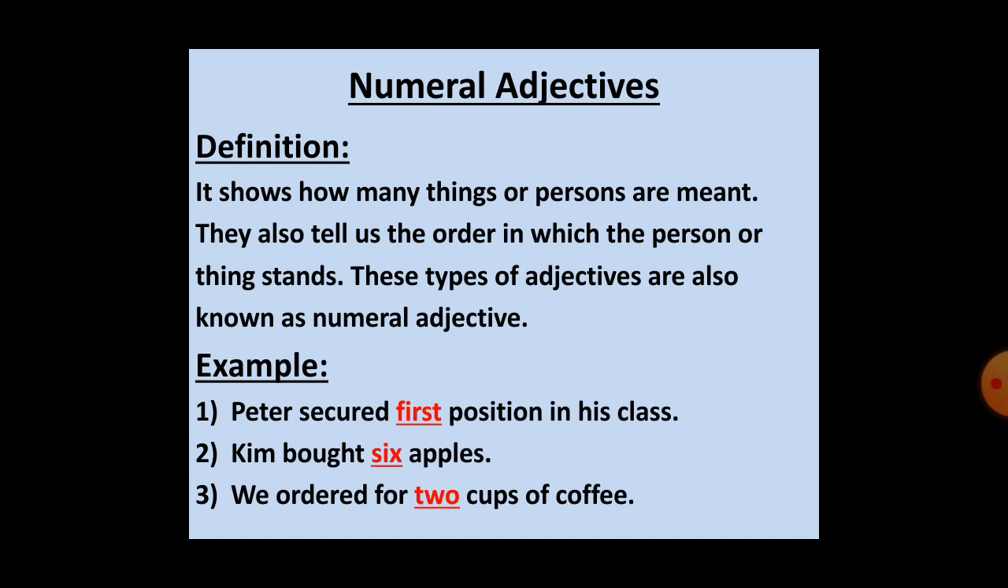In the first example, first shows what? Ordinal number, in which we show order. In the second example, 6 shows what? Sequence, and sequence of number. And in the third one, 2 cups of coffee, so 2 is also a numeral adjective and it shows what? Sequence.